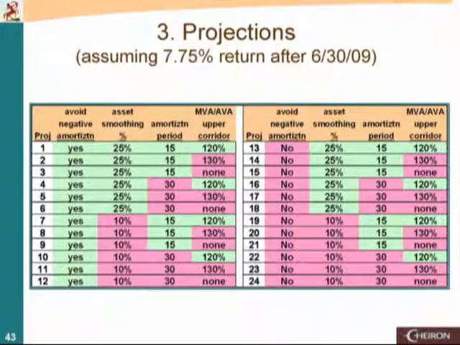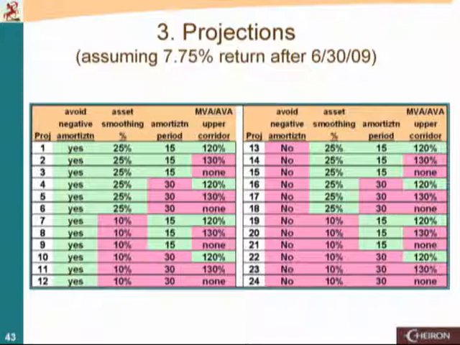Finally, we have a series of projections. I am not going to take you through all the projections, but you'll have them with you. This slide is just going to explain how they're organized. We've got 12 projections on the left that do not allow negative amortization, and that's projections 1 through 12. And 13 through 24 are identical to 1 through 12, with the exception that you allow negative amortization.